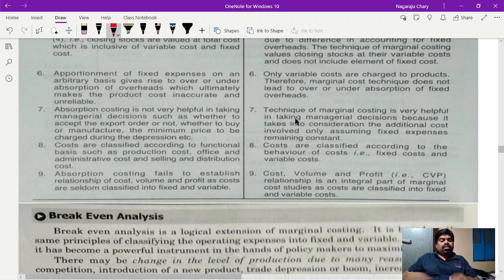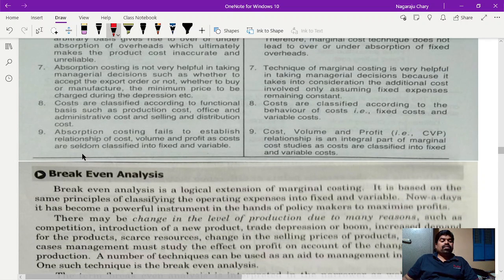Okay, costs are classified according to a functional basis, such as production cost, office and administrative cost, and selling and distribution cost. So under absorption costing, the total cost is segregated as production cost, office and administrative cost, and selling and distribution cost. Whereas in marginal costing, fixed cost and variable cost are classified on the basis of behavior of cost, not based on function.